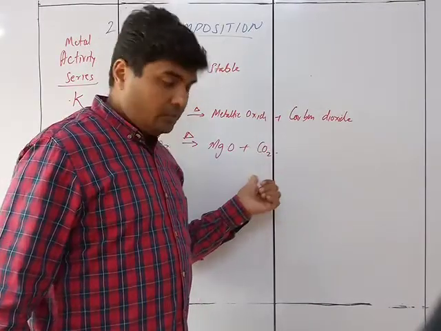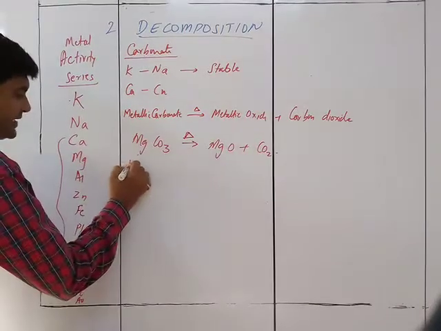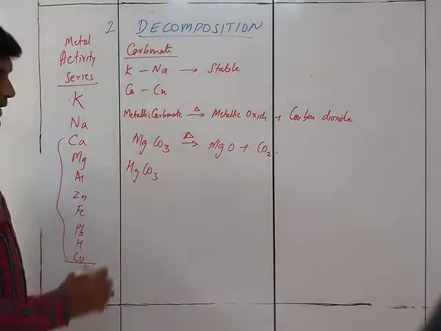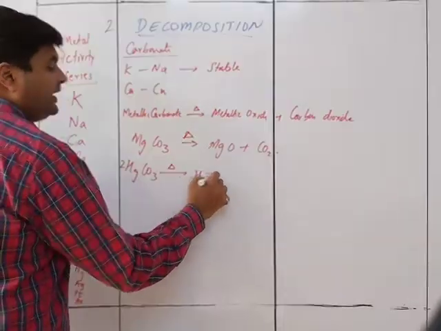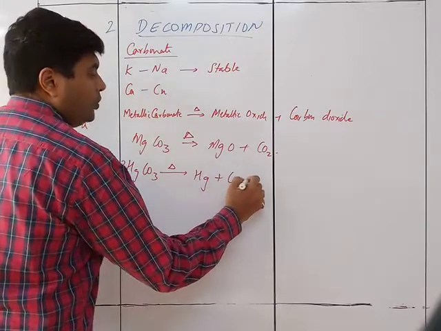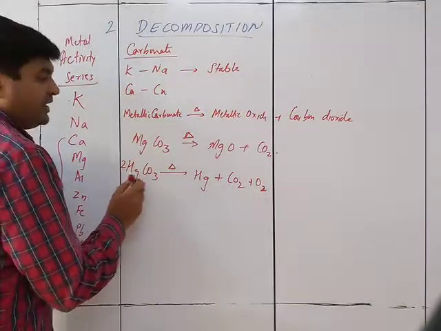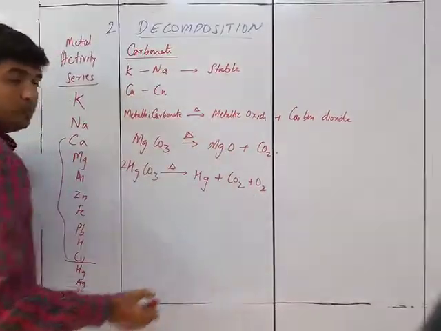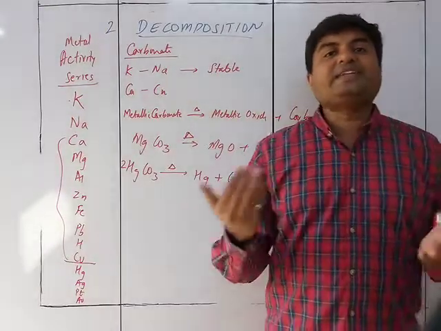Clear? Right. Same way, what will happen to Hg? When HgCO3 is going to be heated, it will give you Hg plus CO2 plus O2. Why is it so? Because even if it is forming HgO, HgO on heating will become Hg plus O2. Got it? HgO itself is unstable.